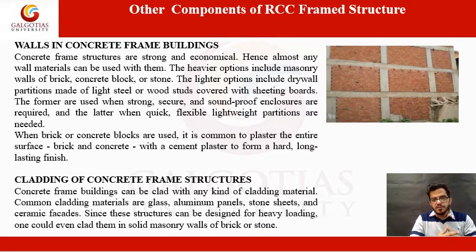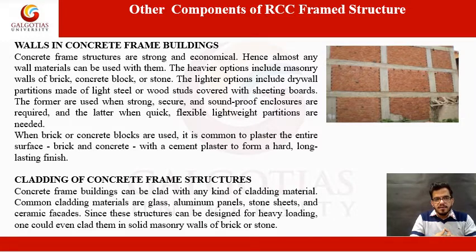The heavier options include the masonry wall of brick, concrete block, or stone. The lighter options include drywall partitions that are made up of light steel or wood stud covered with sheeting boards. The former are used when strong, secure, and soundproof enclosures are required. So when there is a need of a soundproof enclosure and we need a strong structure, we use the former one, the brick masonry, the concrete block or the stones.